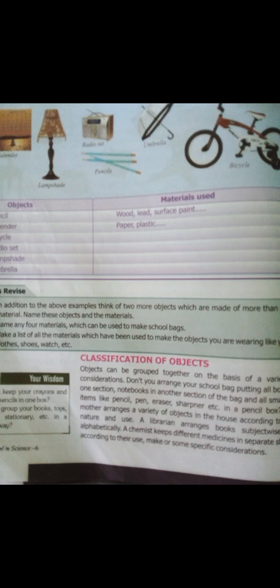Sometimes we can also see that a single object is made by using different materials. For example, for a pencil we use wood, lead, surface paint. For a calendar we need paper and plastic. Bicycle, metals and plastic. Radio, plastic and metals. Lampshade, plastic and metal plus a bulb. Umbrella, cloth and metal. Like this, a single object contains many materials. Like this, we are able to easily group them.